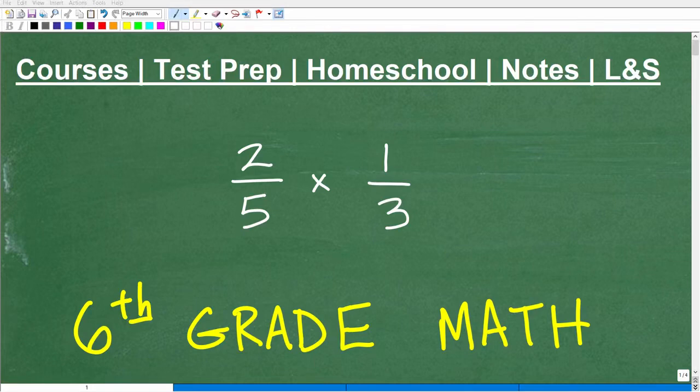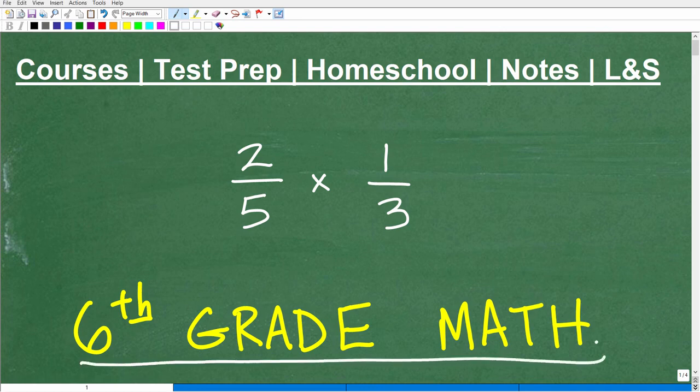Okay, let's talk about how to multiply fractions. This is definitely something that you need to know if you're at the sixth grade level or beyond. Fractions is a huge topic in all levels of mathematics. Even in elementary school, you start learning basic concepts of fractions. But when you're in middle school, you definitely need to know how to add, subtract, multiply, and divide fractions along with other things. And the easiest thing to do when it comes to fractions by far is to multiply fractions, okay?